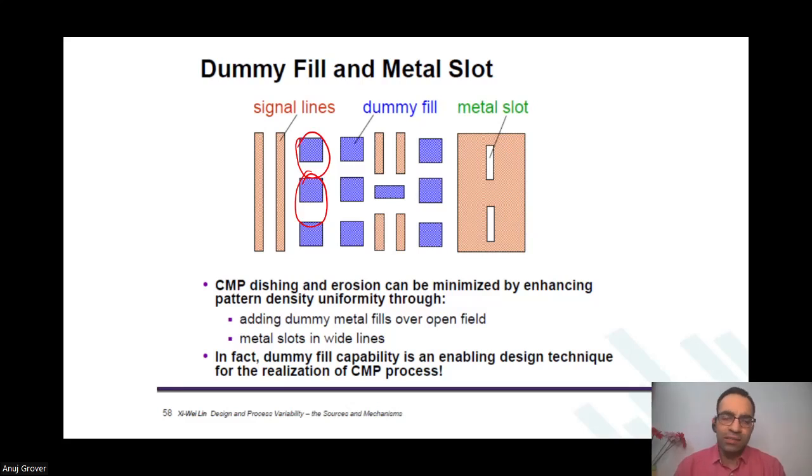Which means there will be some additional DRCs that the memory designer, memory layout designer will have to take care of. We will take care of them. But we cannot accept uncertainty.